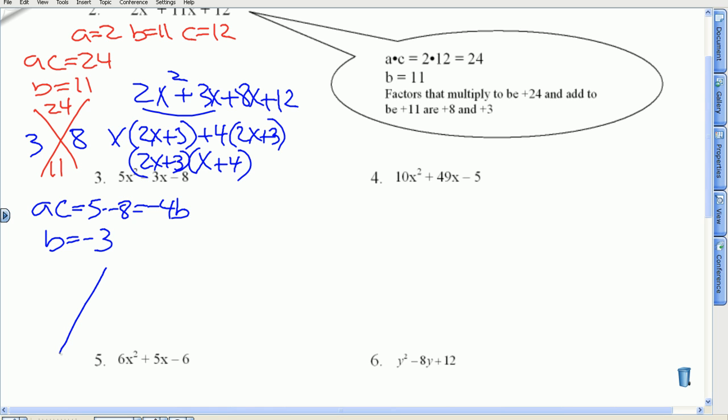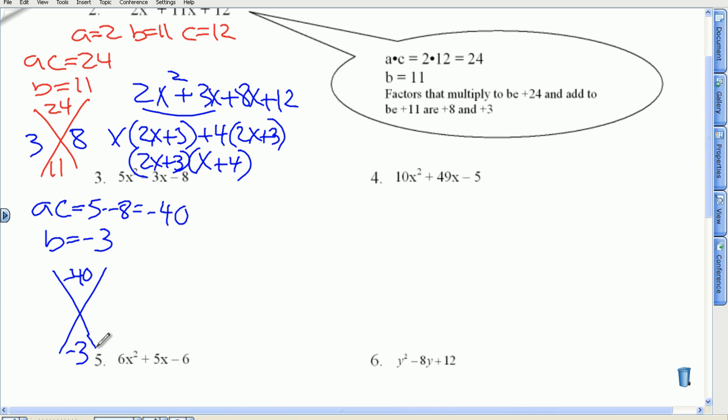Okay, so I set up my puzzle. Here's negative 40. I wrote negative 4B. It should have been negative 40. A little wordplay there. Negative 3 goes down here. We want factors of negative 40. It's going to be a little bit tougher. Factors of negative 40 that add to be negative 3.